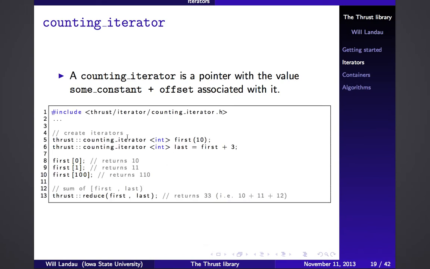So if I initialize a counting iterator of ints with initial value 10, then I get an array of almost arbitrarily large numbers, but without storing that huge array that I would need to store otherwise. So I can reference it as if it were an array, and if I call first of 0, it returns 10. If I call first of 1, it returns the next number in the sequence, which is 11, and so on. For example, first of 100 is 110.